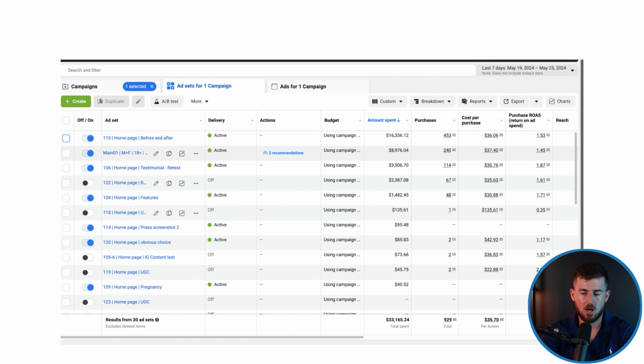Because if we have an ad set that's crushing it and doing really well, I don't want to turn it off just to quote unquote follow a strategy, right? It's making us money, and that's all I care about. So that was one thing.